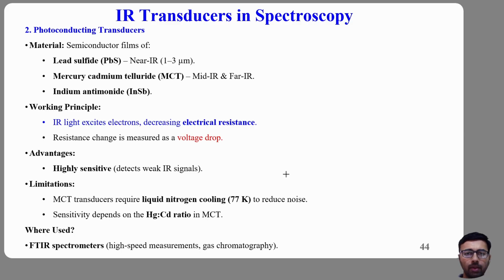But there is a major challenge. These detectors are extremely sensitive to thermal noise. To reduce noise and maintain sensitivity, they must be cooled cryogenically. MCT detectors are typically cooled using liquid nitrogen at approximately 77 Kelvin. Without cooling, thermal excitation would overwhelm the signal entirely.